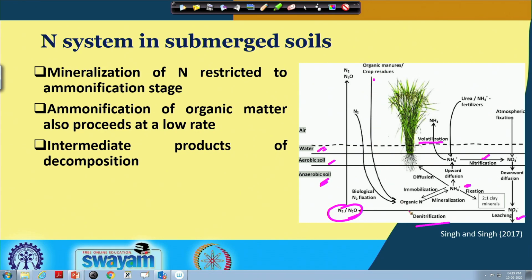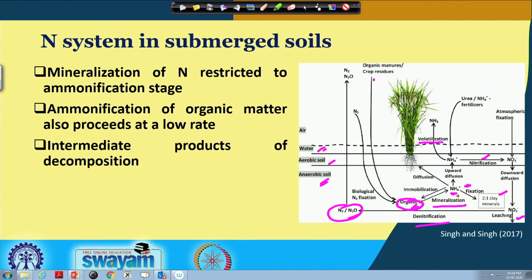Due to the addition of organic manures and crop residues, organic nitrogen will form. So, biological nitrogen fixation produces organic nitrogen, and addition of manures and crop residues also produces organic nitrogen. This organic nitrogen, through the process of mineralization, produces ammonium. This ammonium gets fixed into 2:1 type clay minerals, or it can be immobilized into organic forms.